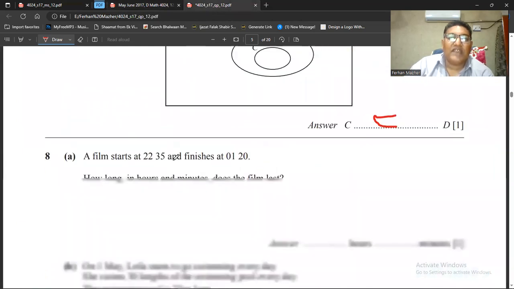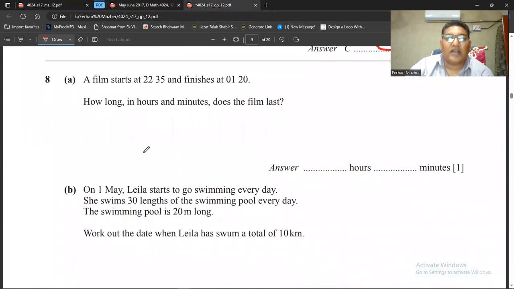Then we have question number 8 coming up on your screen. A film starts at 22:35 and finishes at 1:20. This is the next day. So how long in hours and minutes does the film last? Because this time is on the next day, first of all I will add 24 in hours. So it will become 25:20.